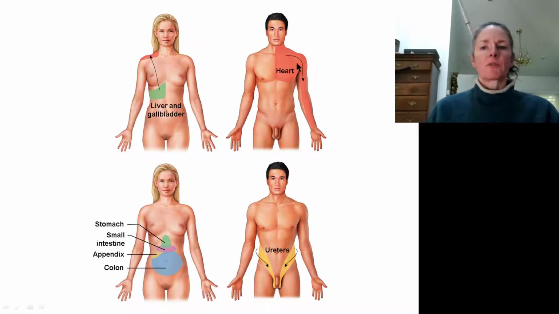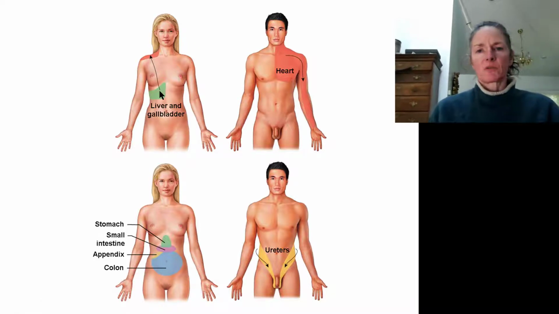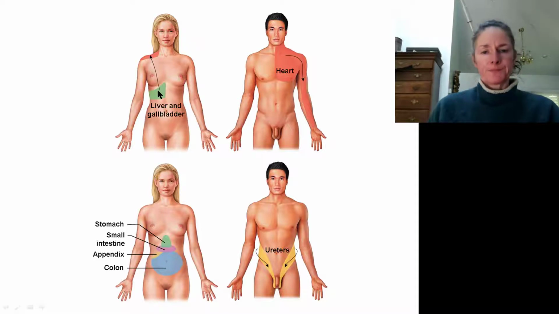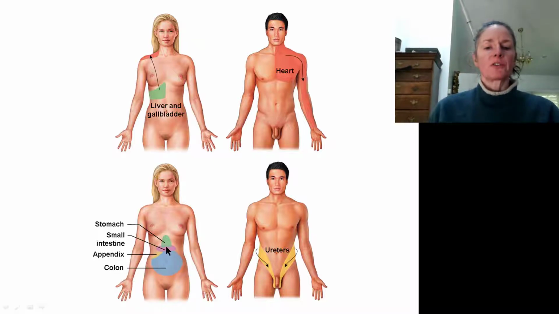There are other referred pain areas where you're likely to feel sensation on that part of the body when actually it's an organ that's being stimulated, that there's some kind of visceral pain going on there. So, for example, the liver and gallbladder can refer to the shoulder and to the rib cage. So we have some other organs here, and they're referred pain areas that are likely to be felt on the surface of the body.